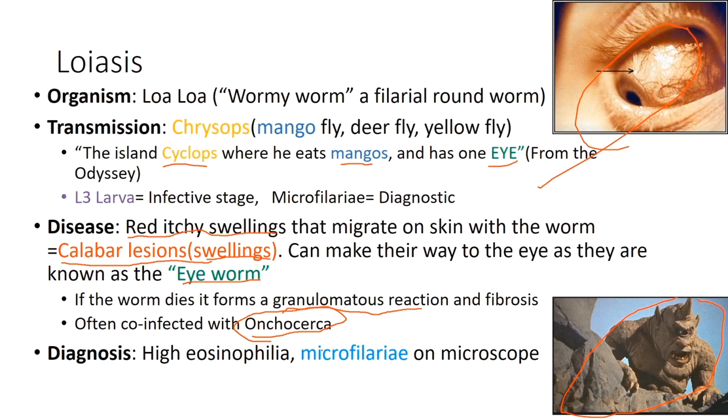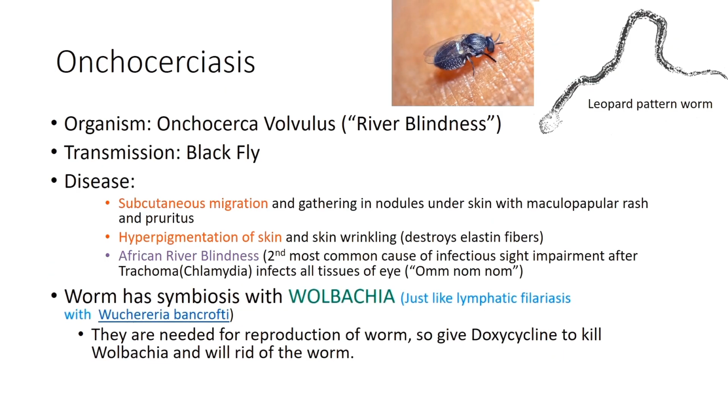So diagnosis is eosinophilia and microfilaria on the microscope, and that is Loa loa. Next is onchocerciasis. The organism is Onchocerca volvulus. The disease it causes is river blindness. It's transmitted by the black fly, which is this really cute little fly up here with the little white spots on its back.